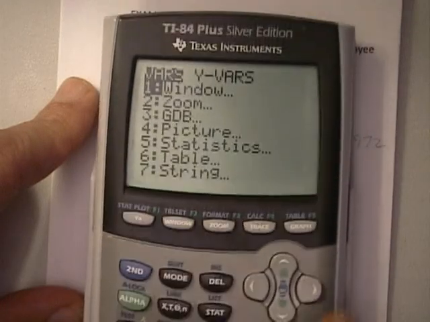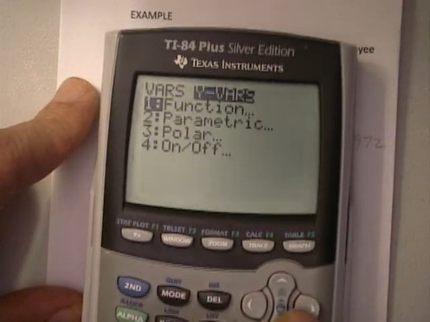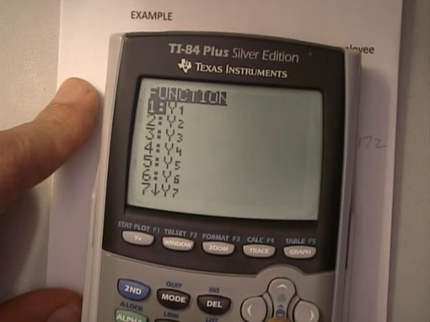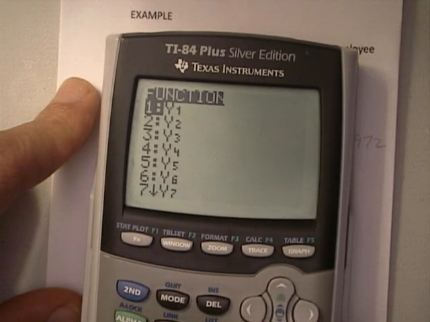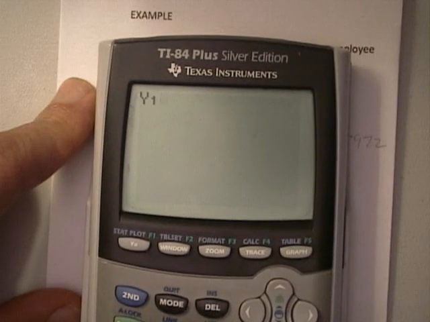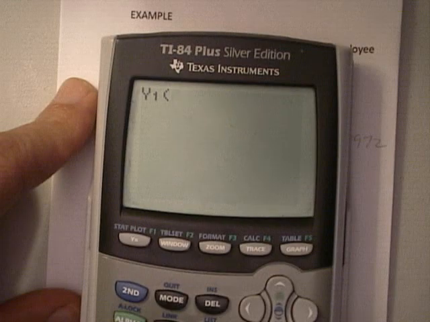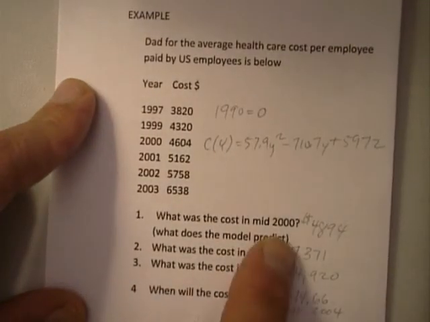So I'm going to hit the VARS key and go over to Y-VARS. Then I'm going to press enter to function, and I'm going to press enter to the function Y1. And now it's out on my home screen. And I'm going to create functional notation. So I'm going to say open parenthesis, and then whatever it is that I'm trying to evaluate.